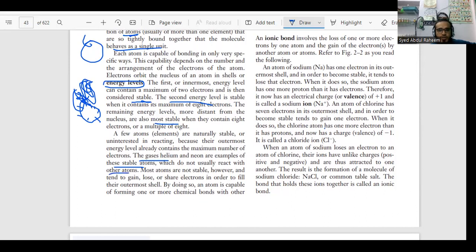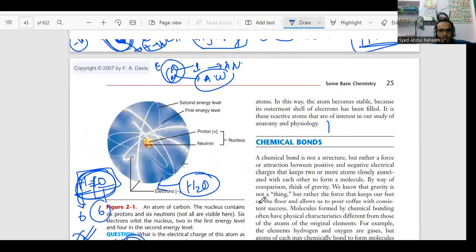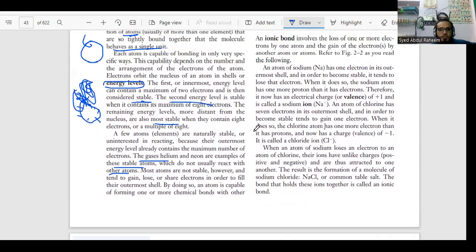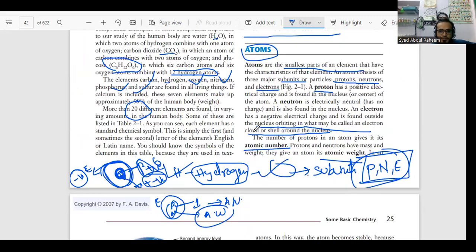Most atoms are not stable, however, and tend to gain, lose, or share electrons in order to fill their outermost shell. By doing so, an atom is capable of forming one or more chemical bonds with other atoms. In this way, the atom becomes stable because its outermost shell of electrons has been filled. It is these reactive atoms that are of interest in our study of anatomy and physiology. So basically, I explained everything.